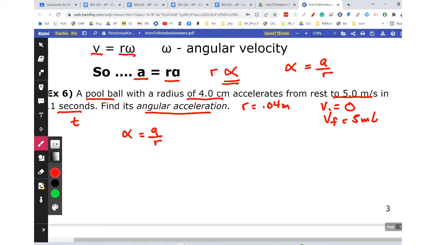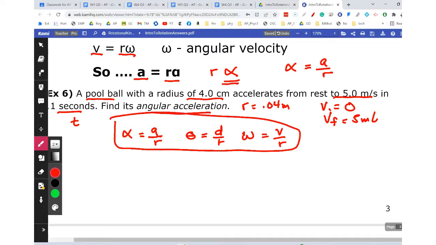Let's review this again. How do you get angular rotation? Take linear divided by r. How do you get angular velocity? Take velocity and divide by r. That's always how you get your angular. So here's the thing. They've given me all linear stuff, so I just solve the problem. But they want angular. I'm going to solve this problem like it was a linear problem, and then at the very end, I'm going to convert.